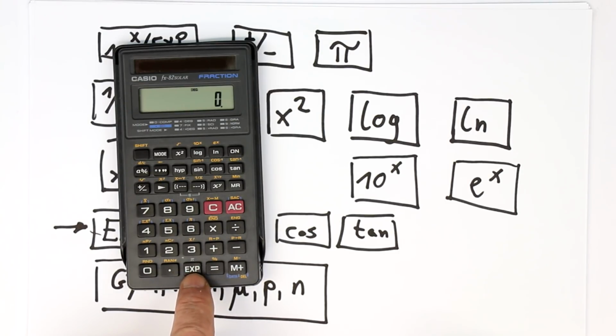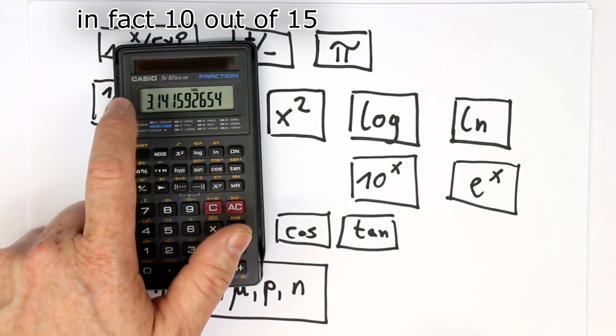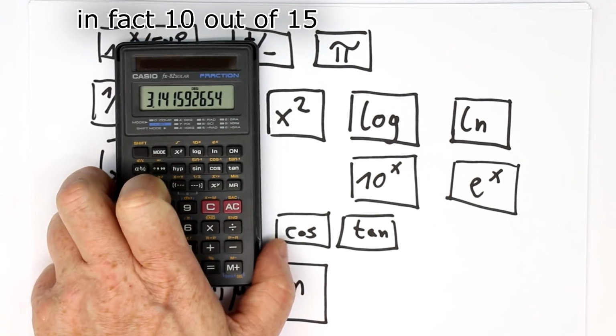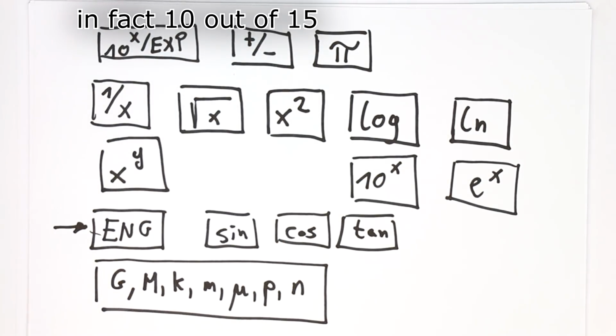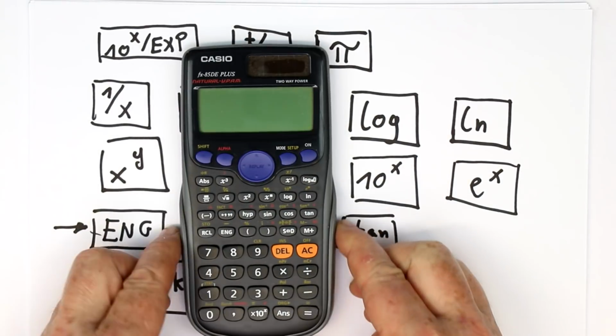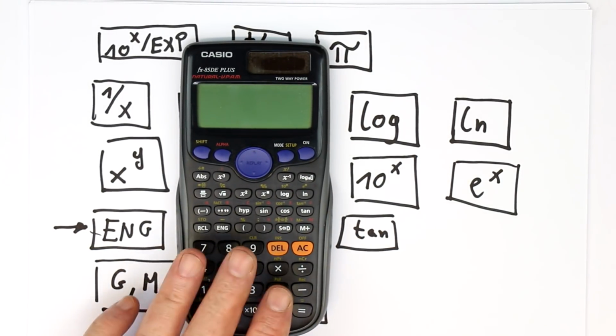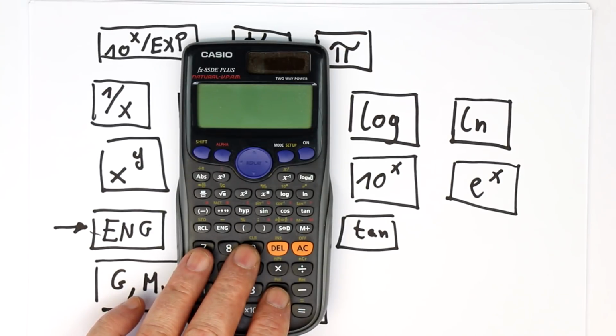You can see if we don't have anything else pressed, then pressing the exponential key in fact gets pi on the display. So we only have 9 out of 15, and this is really even the best available Casio calculator today, which you can buy new. And this is another modern Casio calculator, especially used for schools.